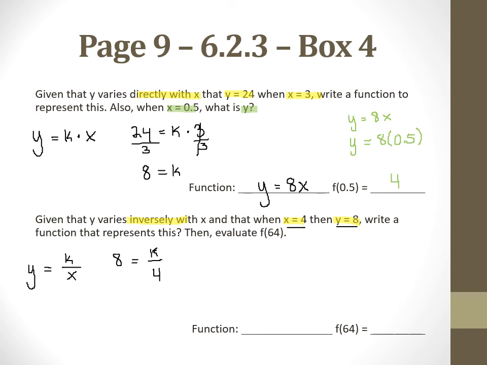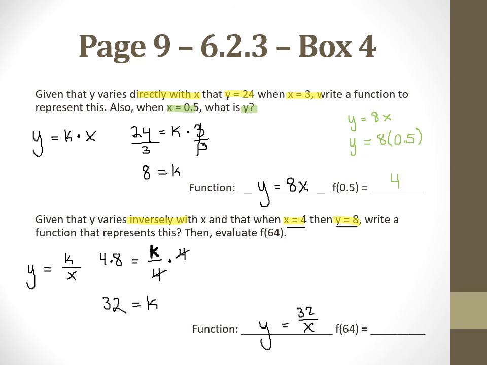Now to get k by itself, I need to do the opposite of what is currently being done. So right now we have k divided by 4. The opposite of that is going to be multiplying both sides by 4. So I'm going to multiply both sides by 4 to solve for k. 4 times 8 is 32. So we get 32 is equal to k. So y equals k divided by x becomes y is equal to 32 divided by x.